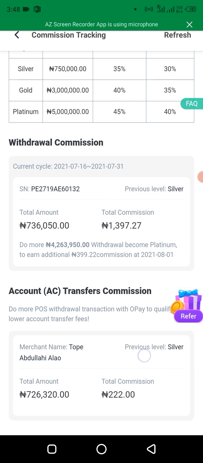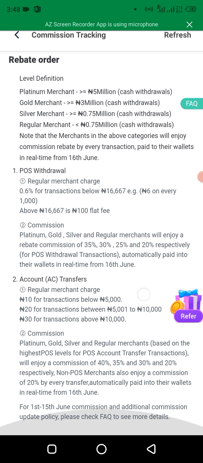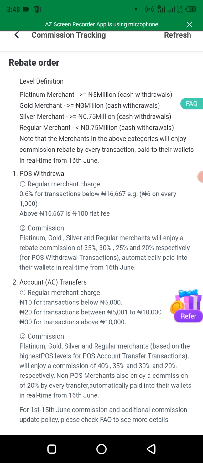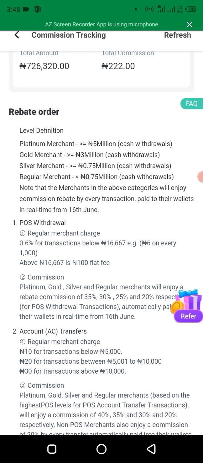Remember, any amount below 16,667 will be charged at 0.6% for withdrawal. That's 6 naira for every 1,000, which means if you withdraw 10,000, you are supposed to be charged 60 naira. Now let me show you one of my withdrawals here so that you can see.